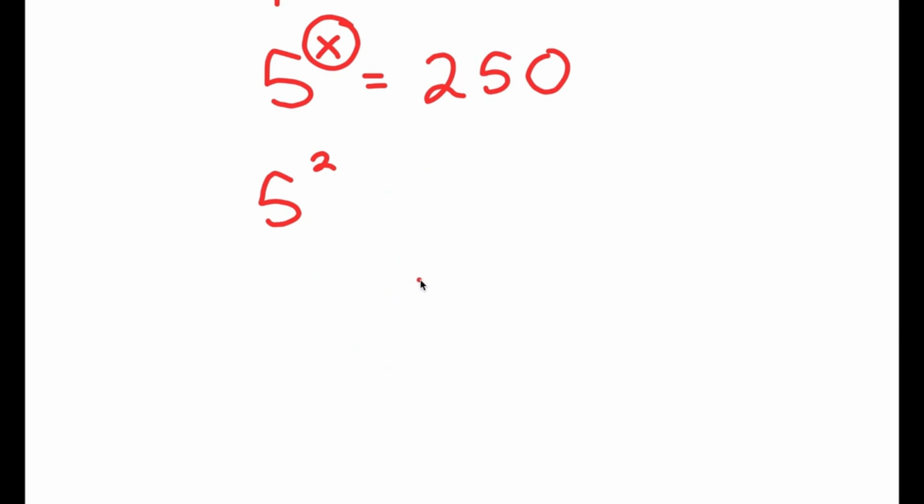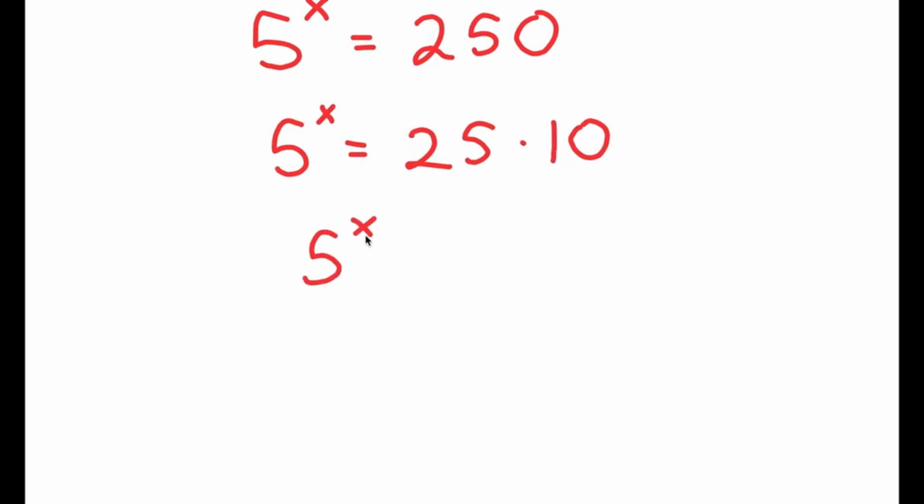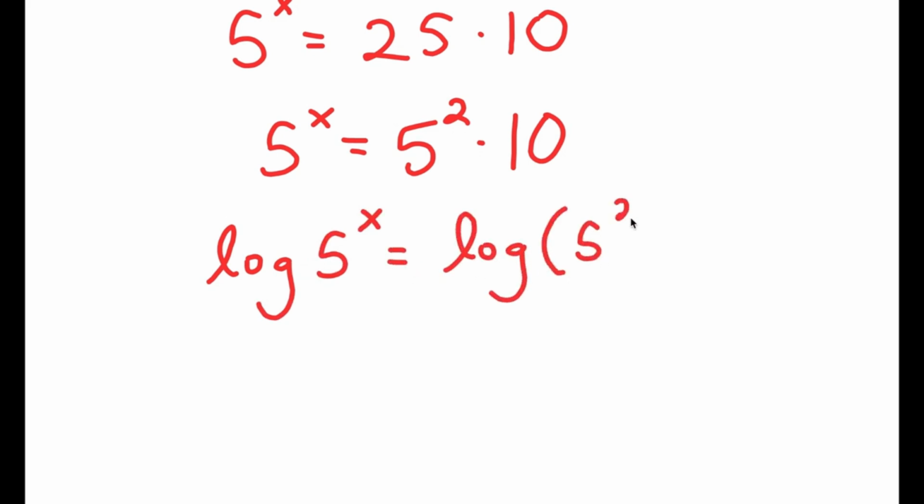Now, to actually find the exact value of x, not just an estimate, what we're going to do is rewrite 250 as 25 times 10. And the reason I did this is because 25 is the same thing as 5 squared. So I get 5 squared times 10. And now, I'm going to take the log on both sides. So I get log of 5 to the power of x is equal to log of 5 squared times 10.